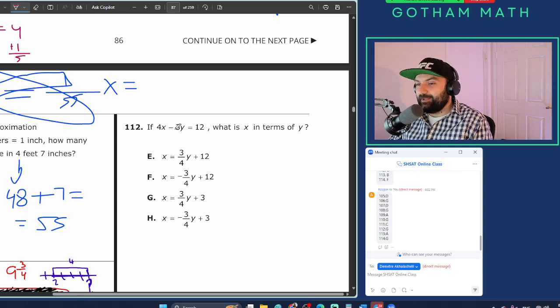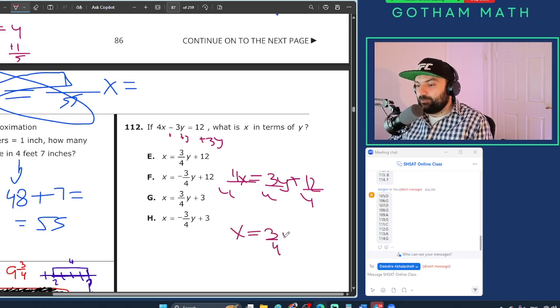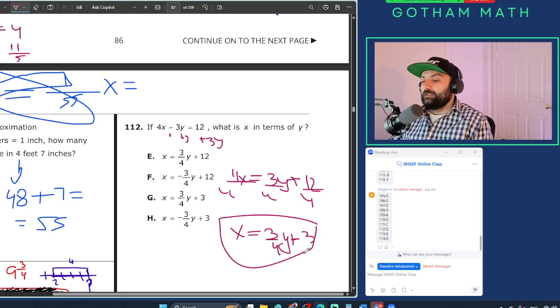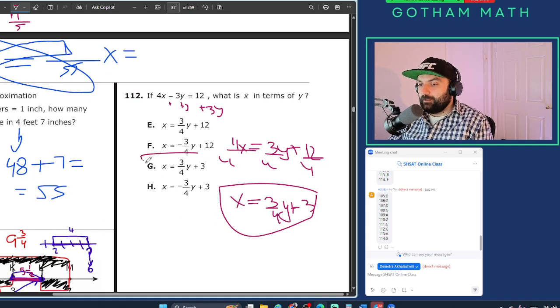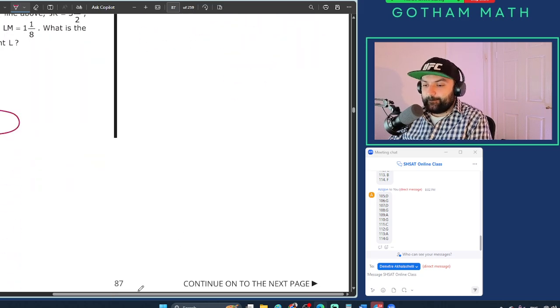What do you have to do? X in terms of y. You had to add 3y to both sides, right? Get 4x equals 3y plus 12. And then you have to divide everything by 4, which is x equals 3/4 y plus 3. Boom. That's it. G, obviously. All right, next.